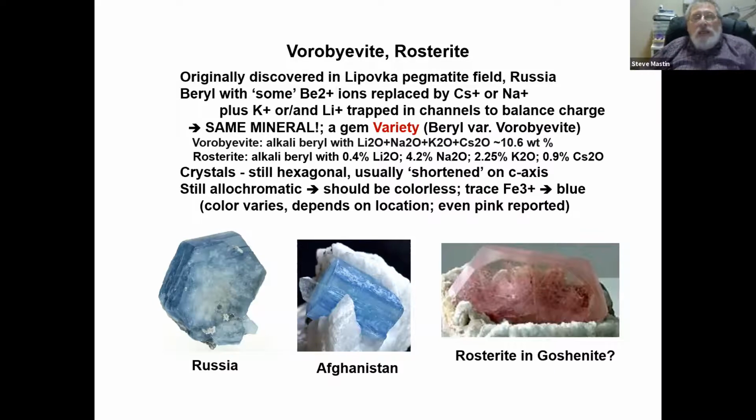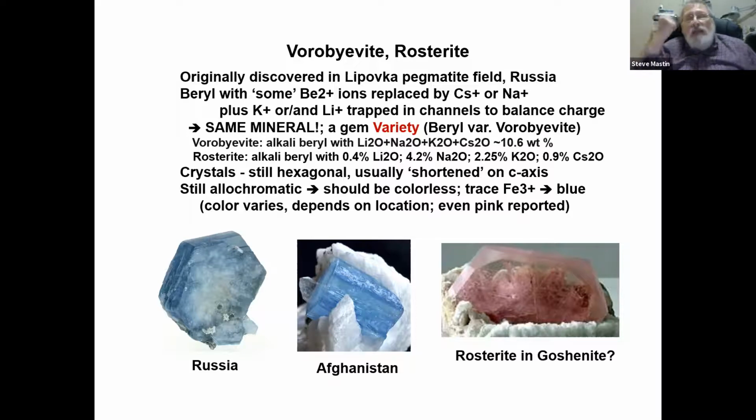Now, the stuff that was found in Afghanistan and also in Italy was given a different name. It was called rosterite. Rosterite, yeah, rosterite. And it has a slightly different analysis than the vorobyevite, and supposedly comes in these really dark crystals, even though the analysis is not that different. And so why these two forms should be the same mineral is up for debate.